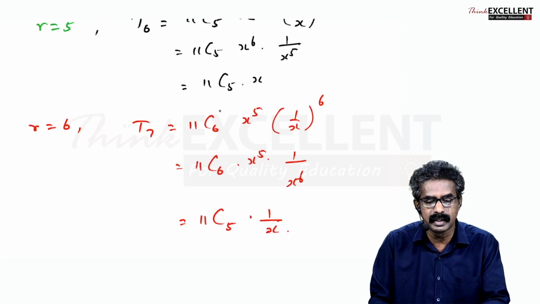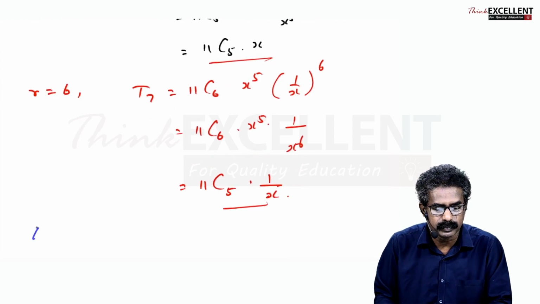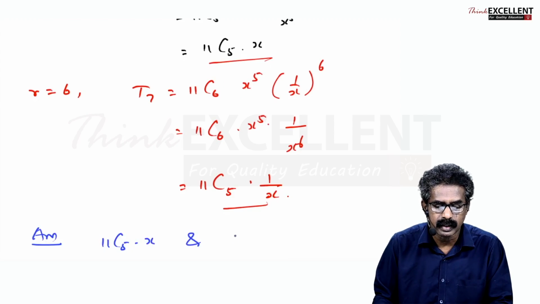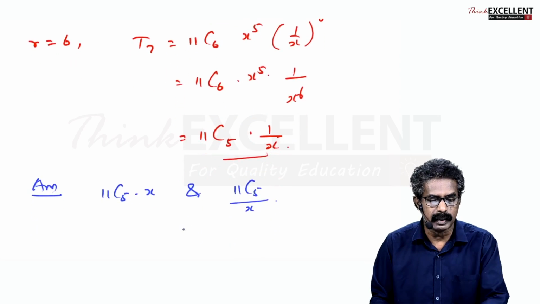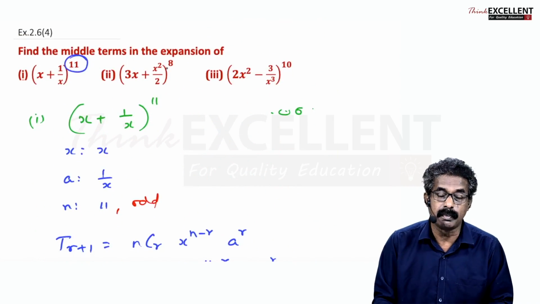So there are two middle terms. These are the two middle terms. So you write the final answer. The middle terms are 11c5 into x and 11c5 by x. Okay, so these are the two middle terms here. So here n is what? Odd. So there are two middle terms.